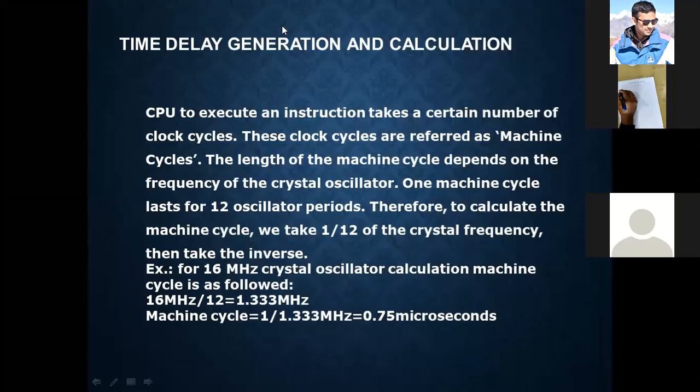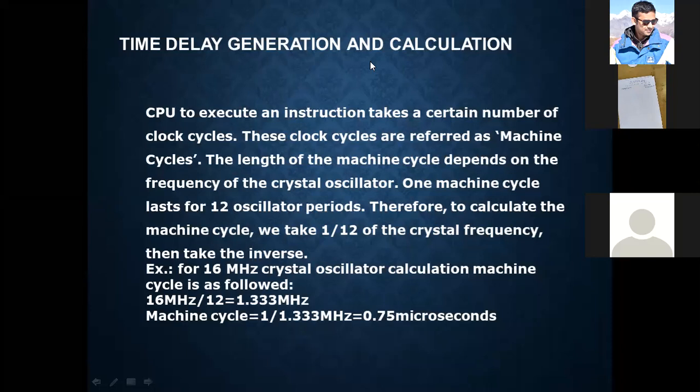Number one is using registers, and the second is using timer or counter. Clear? By these two ways, the 8051 can generate the delay. Now, first, we'll discuss how to generate the delay using a register.